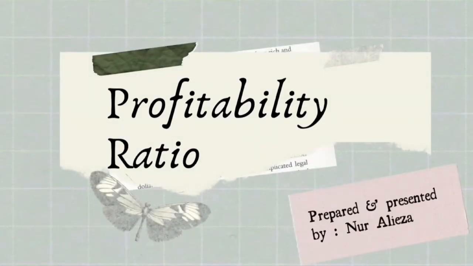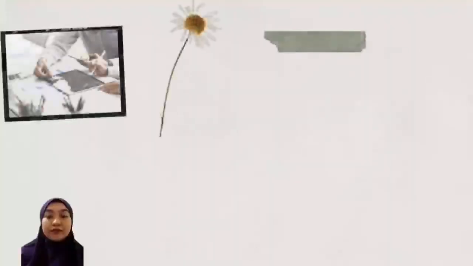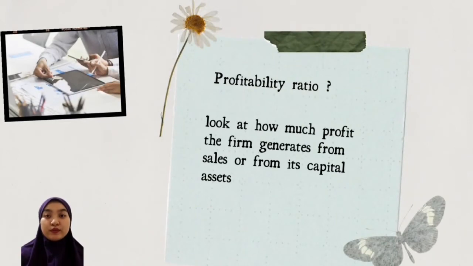Hi, I'm Nur Alisa and I'm going to talk about profitability ratio. The purpose of profitability ratio is to look at how much profit the firm generates from sales or from its capital asset.